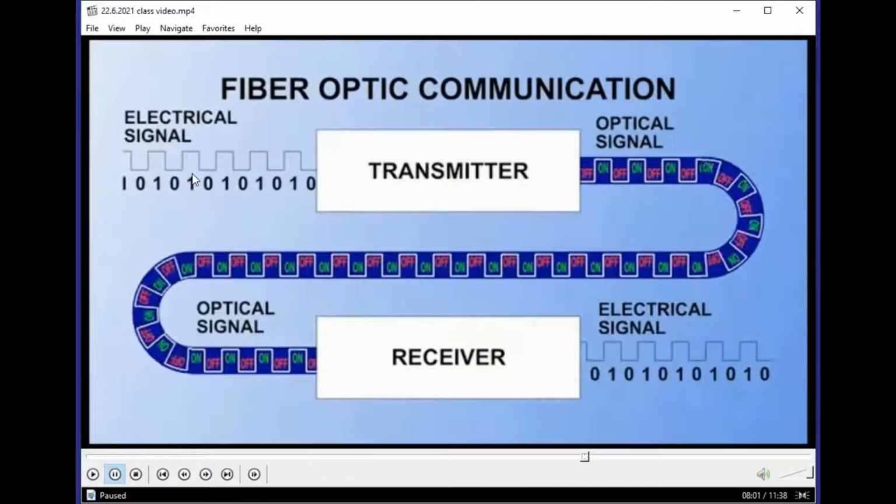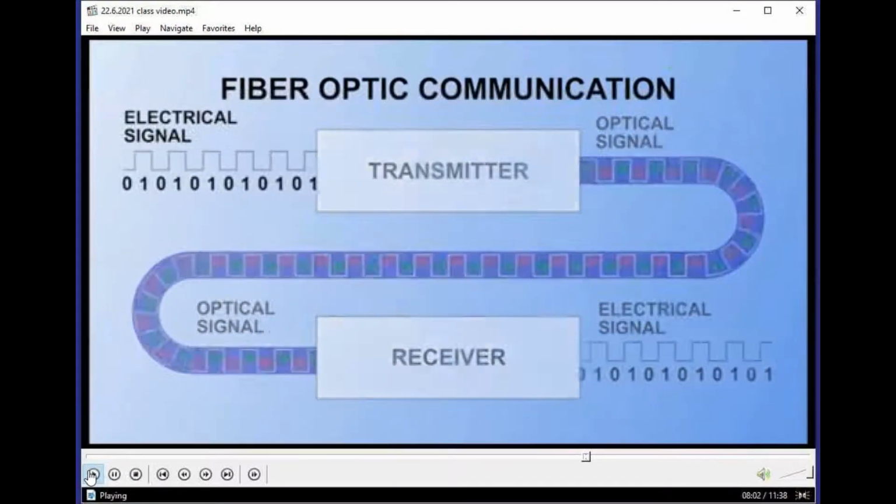So this is your input, electrical pulses. Again, it is converted into the optical signal. Here consider as a light source. Here a photodetector is there. So optical signals are transmitted. At the receiver end, again a photodetector is there. So it converts your optical signal into electrical signals. The output is the electrical signal.